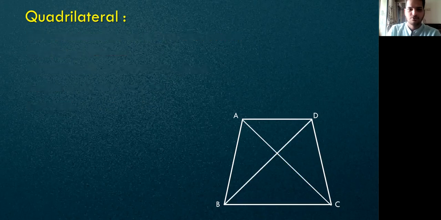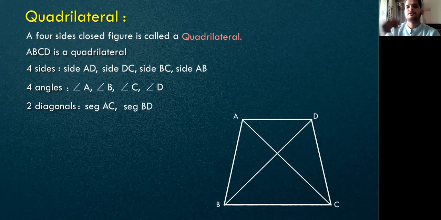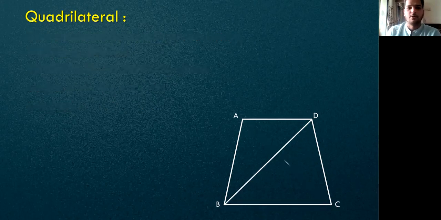Correct? So let us quickly revise. What is there in a quadrilateral? Every quadrilateral has four sides. Every quadrilateral has four angles. And every quadrilateral has two diagonals. Correct? Perfect. Now, if you remove one of the diagonals, as of now we have removed the diagonal AC. Now, diagonal BD is there.